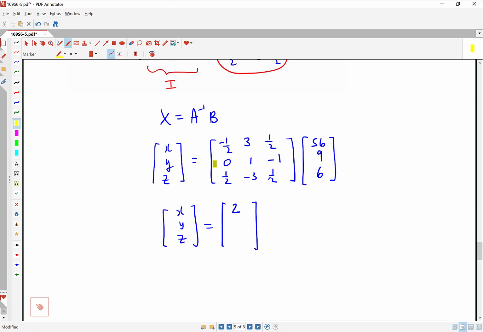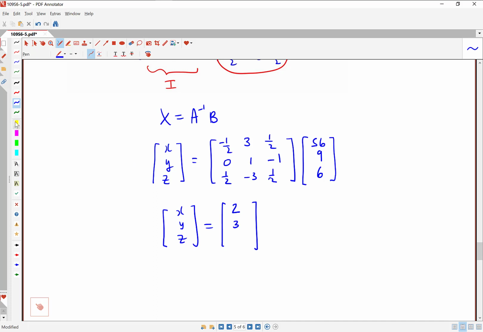Okay, now we're going to take the second row of the matrix and do the dot product with the column. So the operation would be 0 times 56 plus 1 times 9 minus 1 times 6, and that's going to give 3. So that's telling us Y is equal to 3.